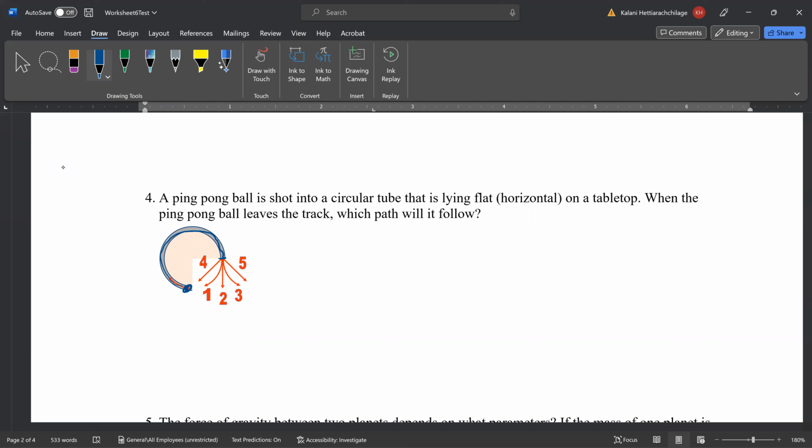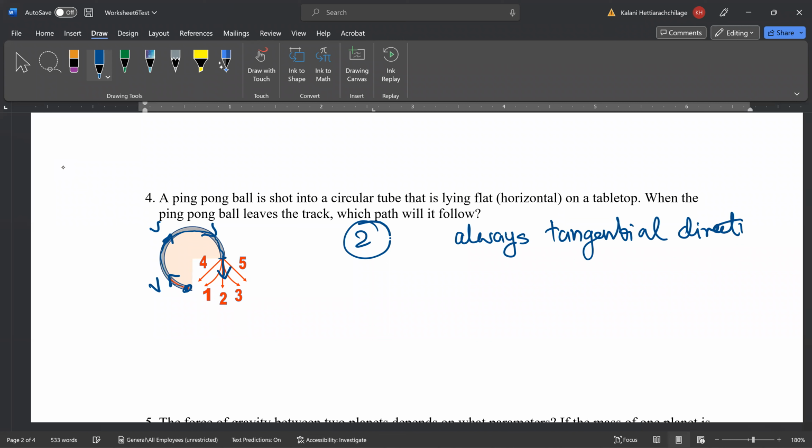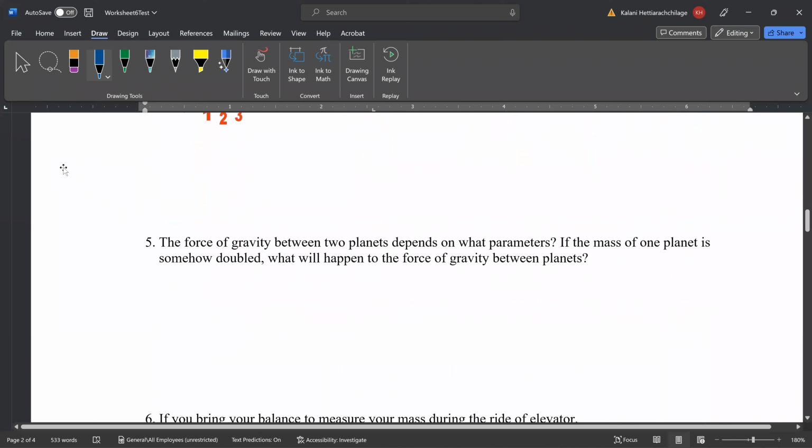It's very important that when you make a circular motion, the linear speed will always be tangent. Here it is tangent this way. Here it is tangent this way. When it comes to here, it is also in the tangent direction. That is here. So that means only path 2. Always the tangential direction. That is the linear speed direction, tangential direction. Okay, so now let's move into the next question.